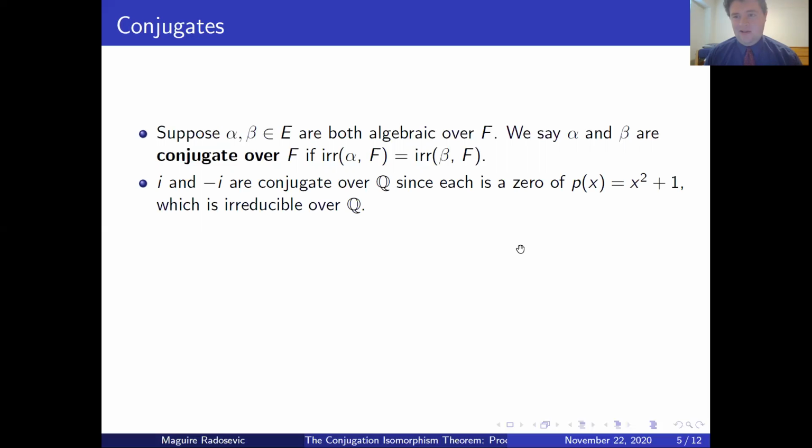An example of this that all of us are familiar with, even since high school algebra, would be if we take complex numbers, numbers that have an imaginary component. We take i and negative i, the additive inverse of i, which is the square root of -1, we can check pretty easily that these two numbers are conjugate over the field of rational numbers. Each is a zero of this polynomial, p(x) = x squared plus 1. Square root of -1 squared is -1, -1 plus 1 is 0.